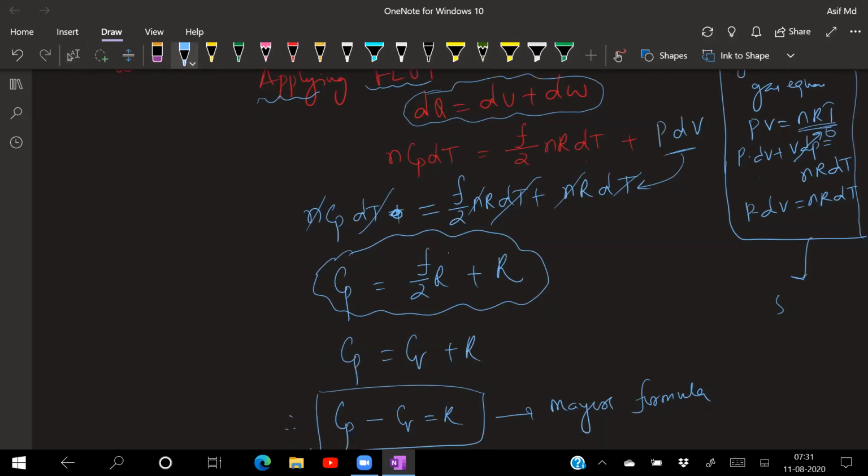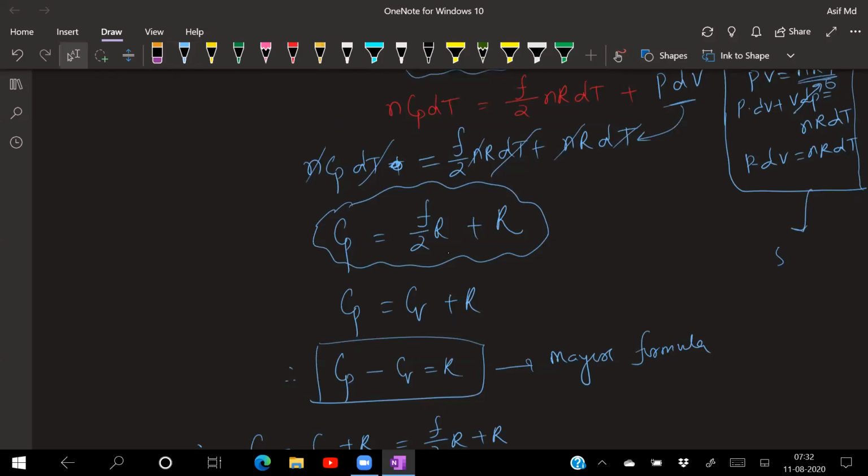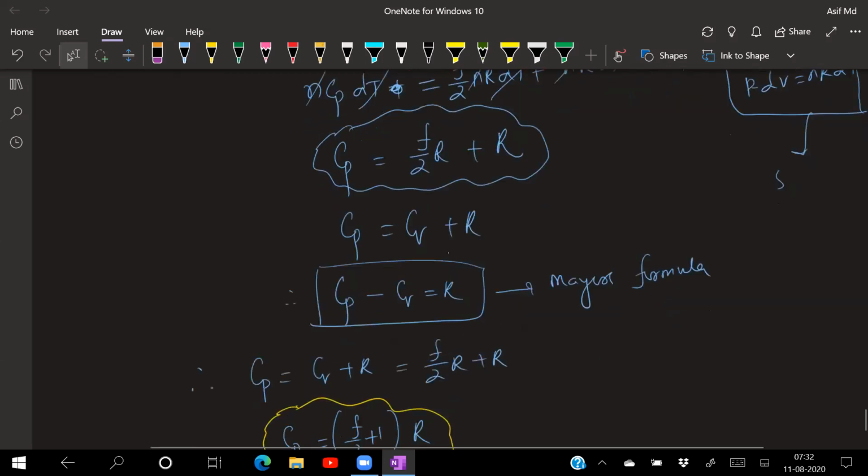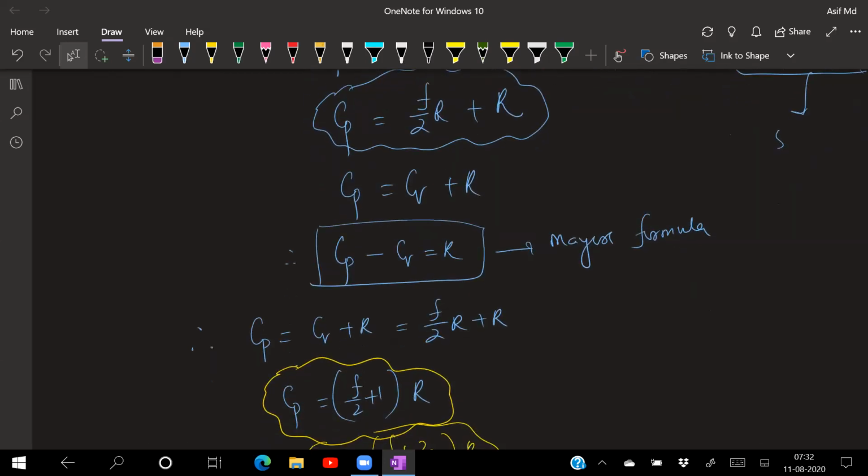Molar specific heat at constant volume. So Cp minus Cv, if I take Cv to the other side, Cp minus Cv is equal to R. That is Mayer's formula. Therefore, if I write the relation for Cp in terms of degrees of freedom, I use this relation directly. So Cp is equal to Cv plus R, that is F by 2 R plus R.